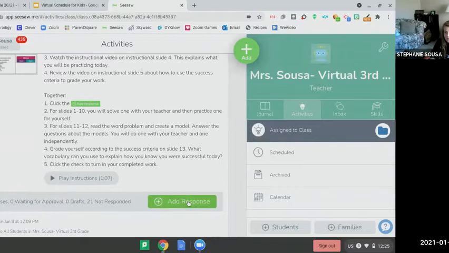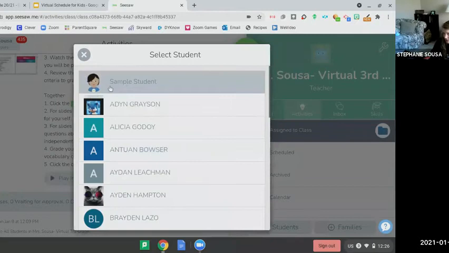It says for slides 1 through 10, you will solve 1 with your teacher and then practice 1 for yourself. For slides 11 and 12, you're going to do word problems and create models. Again, we'll do 1 together and 1 independently. So there, William, is the answer to your questions. We'll work on 2 together. The rest will be on your own. Go ahead and click on that Add Response button if you have not yet done so.